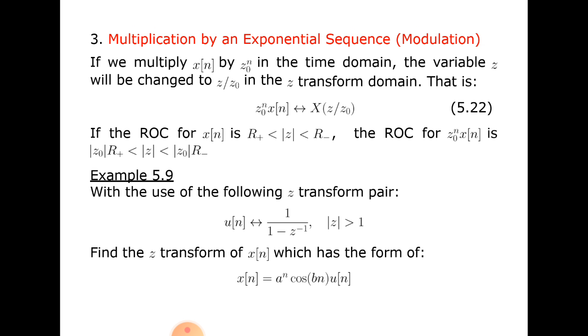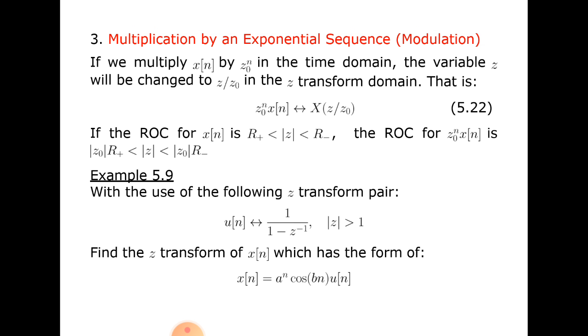Then multiplication of an exponential sequence. So modulation: if we multiply x of n by z naught to the power n in the time domain, then the variable z will be changed to z divided by z naught in the transform domain. That is, z naught power n times x of n lies between x of z divided by z naught.